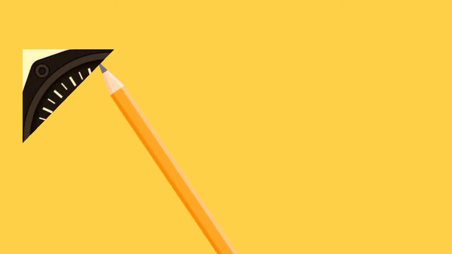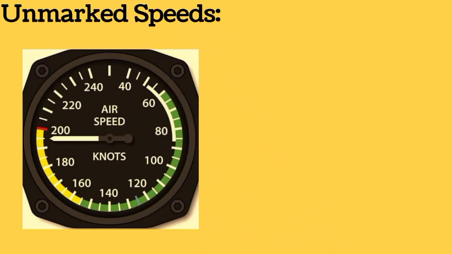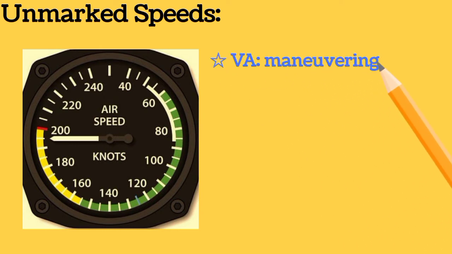Now there are also some airspeed limitations that are not marked on the airspeed indicator, but you need to know them just the same. First of all, VA is the maneuvering speed, and this is the speed at which full control deflections will not cause structural damage to the aircraft. The aircraft will stall before G loads can cause damage. VA can be found by looking in the pilot's operating handbook for the particular aircraft you are flying.